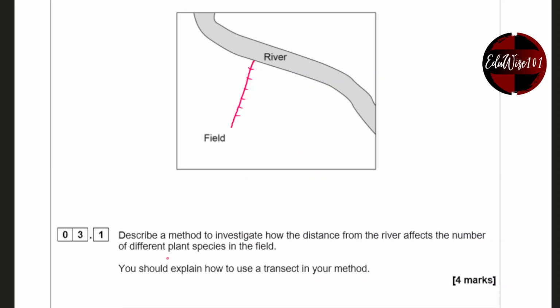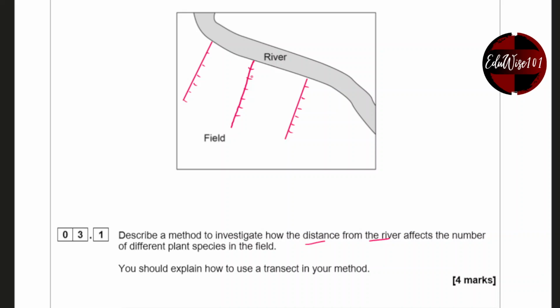So the question is asking, describe a method to investigate how the distance from the river affects the number of different plant species. So this is closest to the river and this is furthest from the river. And I could repeat it again at different points, equally spaced out, at 3 different points. Now, these lines are what we call transect lines.